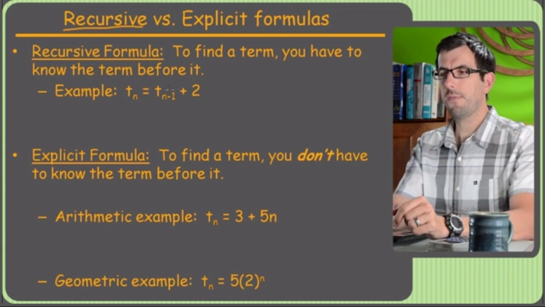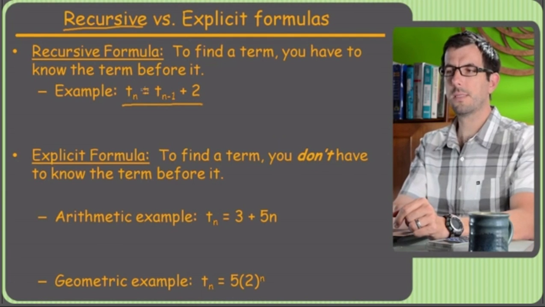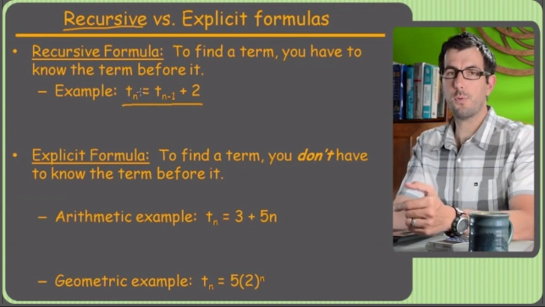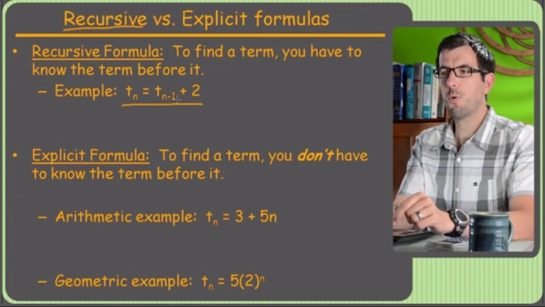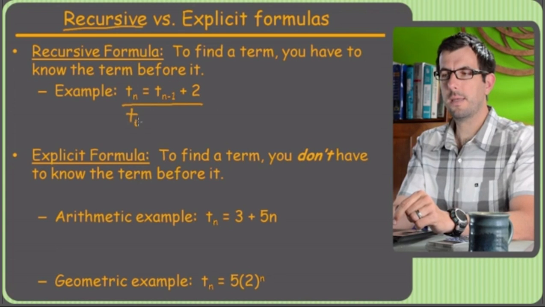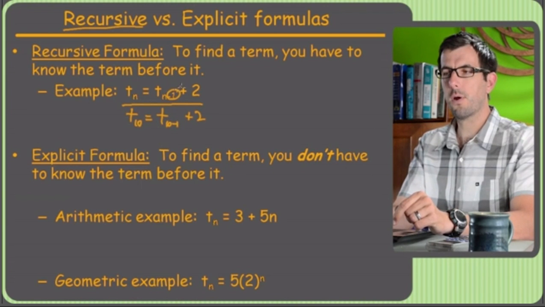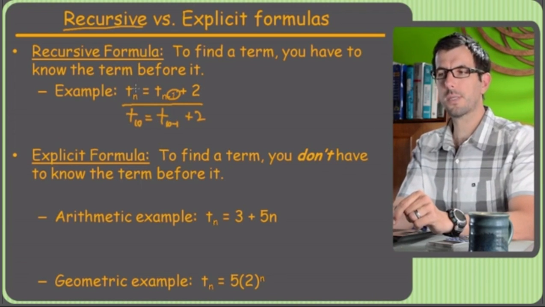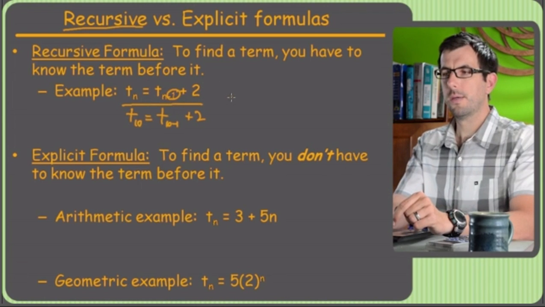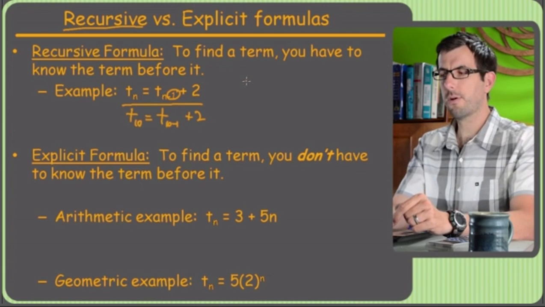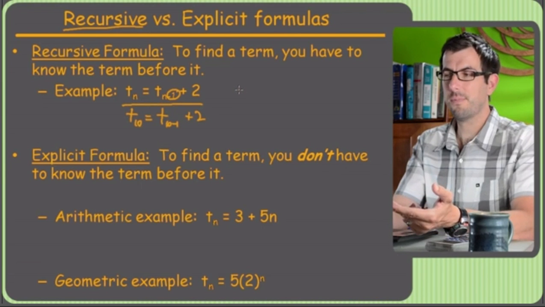So what this formula means is that t sub n, so any term you want, is going to be the one before it plus 2. So for example, t sub 10 is going to equal t sub 10 minus 1, which would be t sub 9, plus 2. So what we're saying is that the one before plus a number is going to give us the next one. But of course, to find the 9th term, I'd have to know the 8th term.